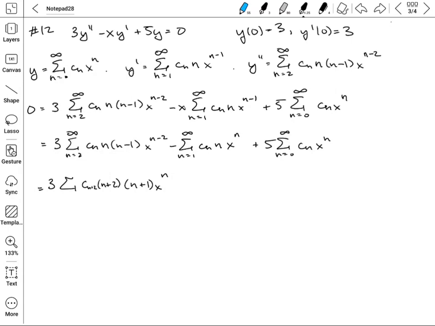And then I have to change that lower bound of my sum. I can just check. Originally, I wanted to start with c2 times 2 times 1 x to 0. So if I plug in n equals 0 to my new term, I'm going to get x to 0 times c2 times 2 times 1, so it works out. And then my other 2 series were already at x to the n, so they don't change at all.